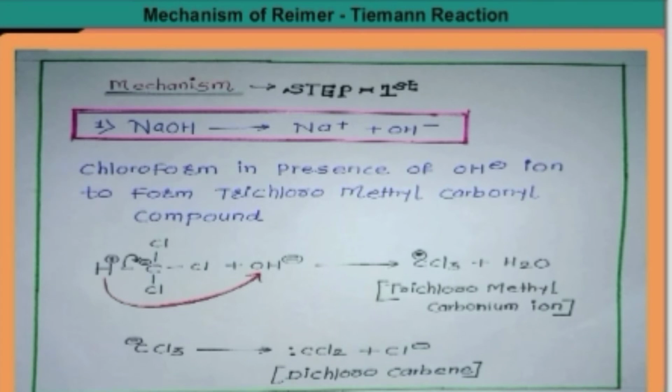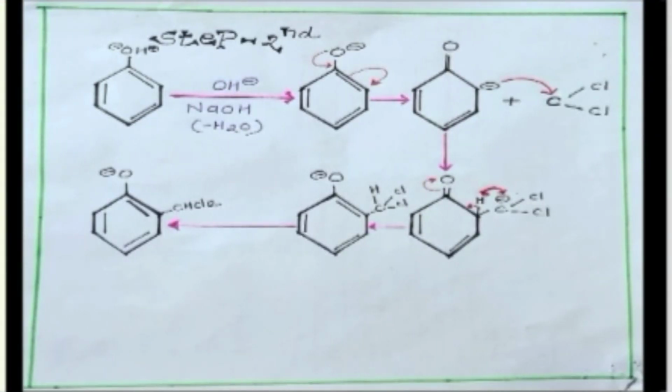Now this dichlorocarbene reacts with phenol in the second step. In this step, from the phenol we have to remove the proton, meaning the hydrogen atom. It takes place for gaining more stability on the ring. In the process of removing the H atom from phenol, we react this phenol with NaOH, and then the OH- ions again attract the H+ ion from phenol, and an H2O molecule is eliminated from here, and the O- remains as it is here.